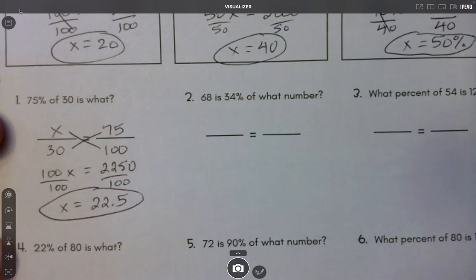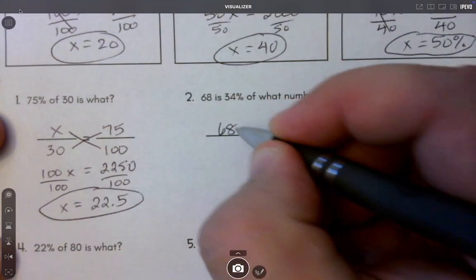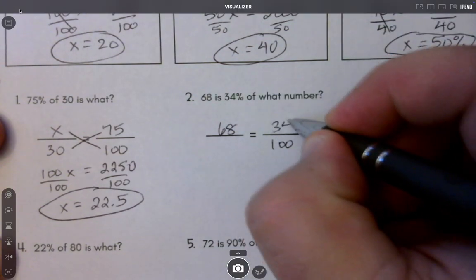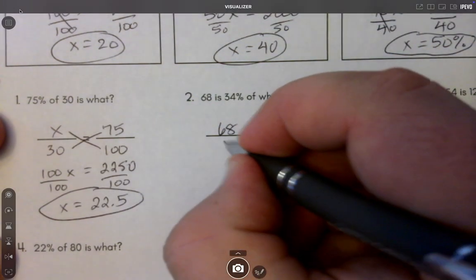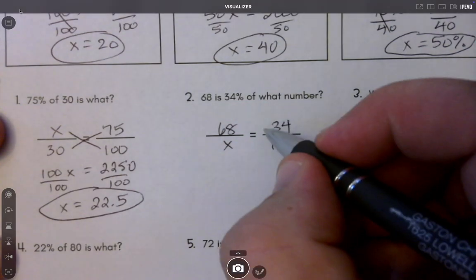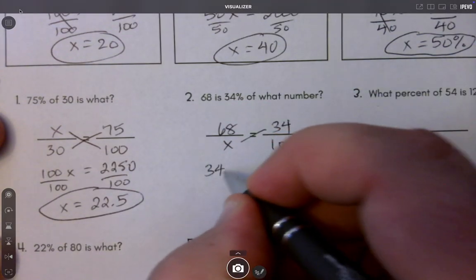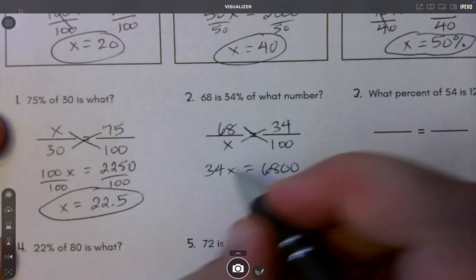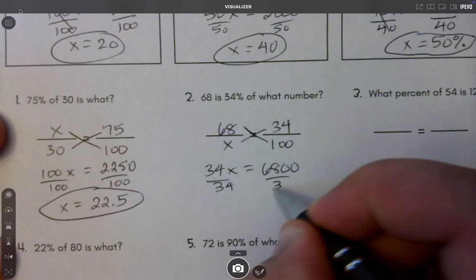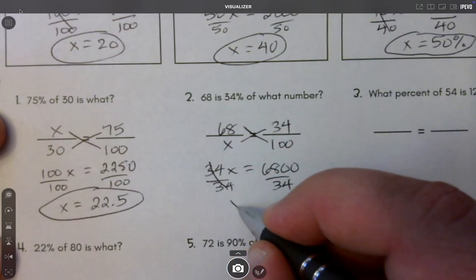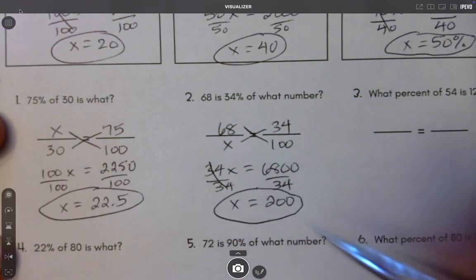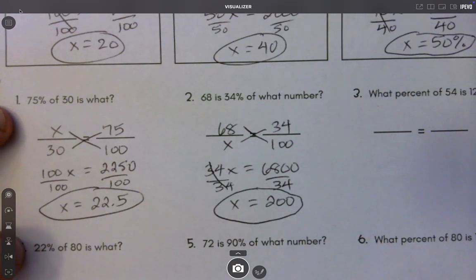Okay, 68 is. So I know 68 goes here because it's is over of equals percent, which is 34, over 100. So I don't know the of this time. So I'll cross multiply 34 times x, 68 times 100. We divide both sides by 34. We get x equals 200. So 68 is 34% of 200.